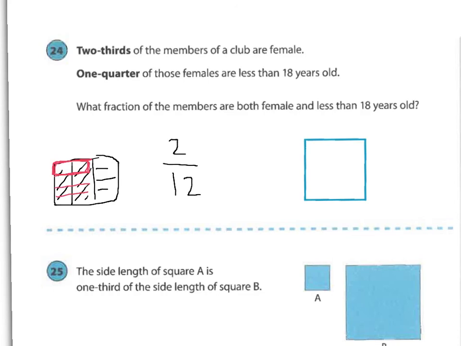Now you could simplify it to 1/6 if you wanted as well, but you wouldn't get any extra marks for doing so. Now that's one way of doing it, but you could also have done it by multiplying, and you could have done 2/3 times 1/4, and then what you would have to do is multiply the tops. 2 times 1 is 2, and then finally 3 times 4 is 12.